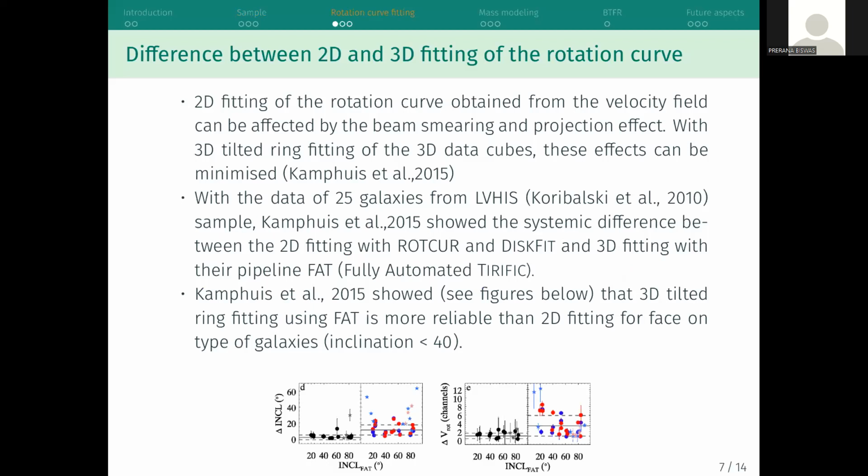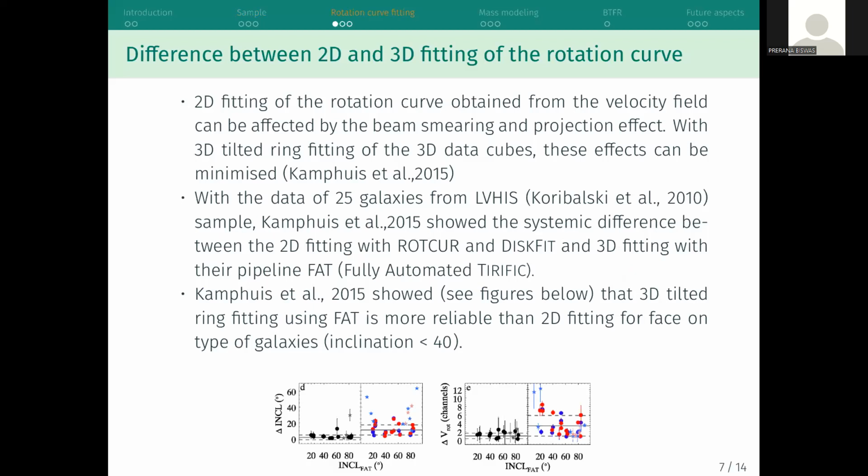Found that the V flat gives the tightest Baryonic Tully-Fisher relation. But there is a difference in determining V flat by doing the 2D kinematical modeling of the velocity field and doing the 3D kinematical modeling from the data cube.